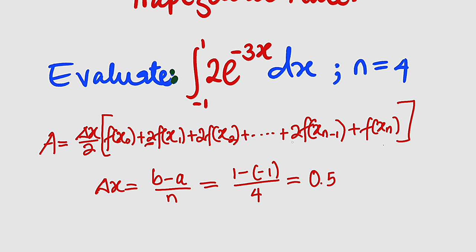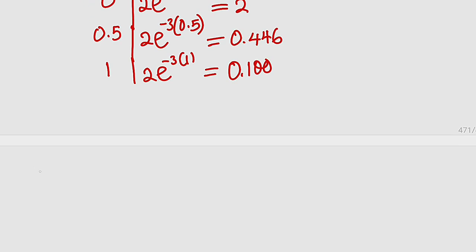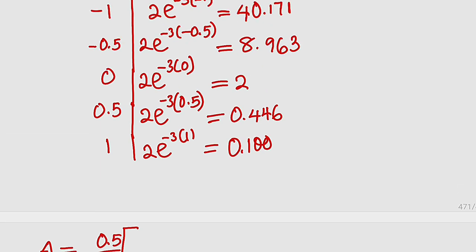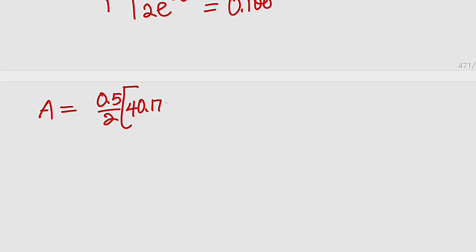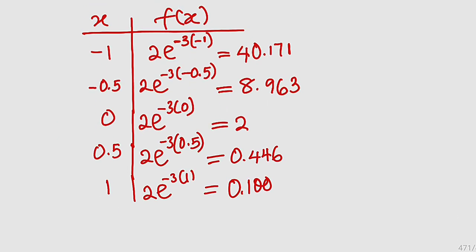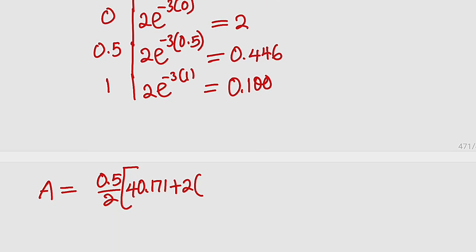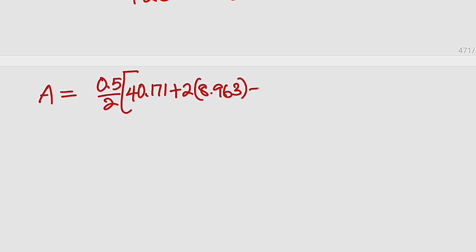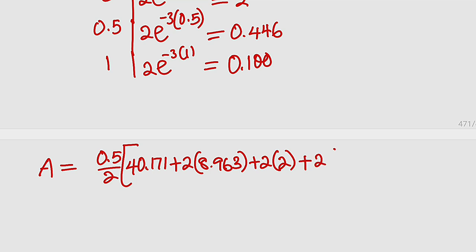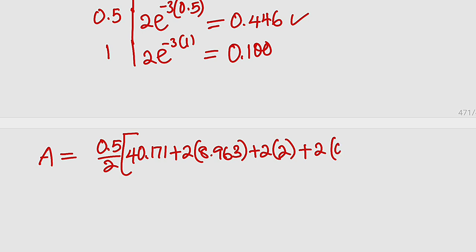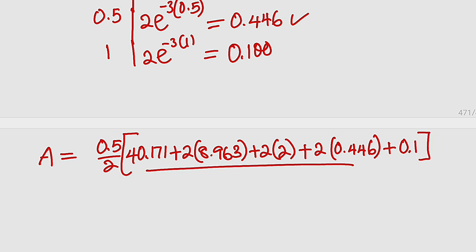Then remember, the middle terms will have to be multiplied by 2. So let me substitute into our formula. Our formula, which is area equal to delta x. Our delta x is 0.5. We divide by 2. We multiply by f of x naught. This is our f of x naught, that is 40.171, then plus 2 multiplied by f of x1, that is the second one. We take this, we multiply by 2, 8.963, plus 2 multiplied by 2 again, then plus 2 multiplied by this value right here, which is 0.446, and the last one you don't have to multiply by 2, which is 0.1, right?